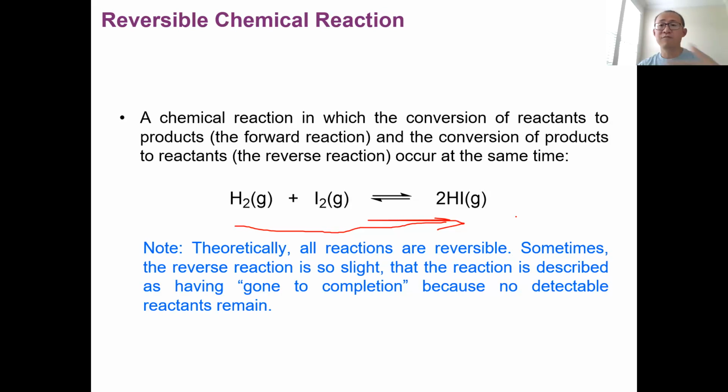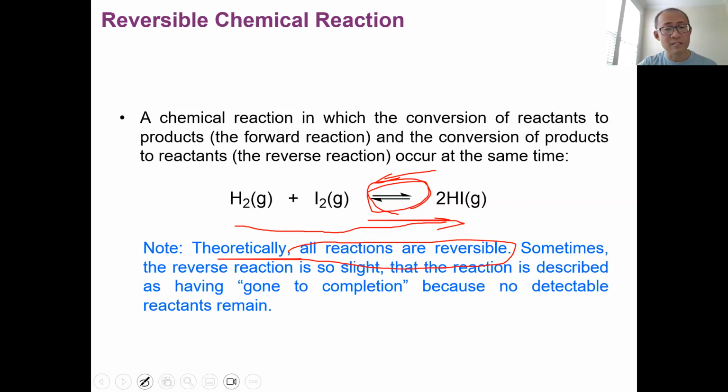The conversion of reactants to products and the conversion of products back to reactants are happening at the same time. You can see the arrow of a reversible reaction: instead of a single direction arrow, we have a double arrow that shows reversible. But technically speaking, even though we never mentioned it before, we used a single arrow for all the reactions or equations we have shown so far in this chapter. All reactions are actually technically reversible.